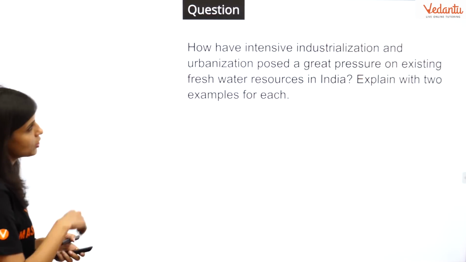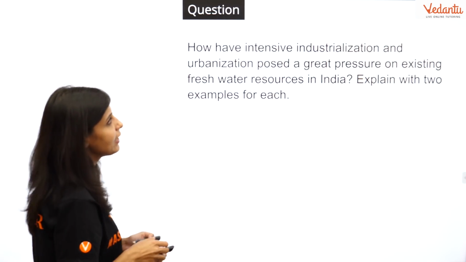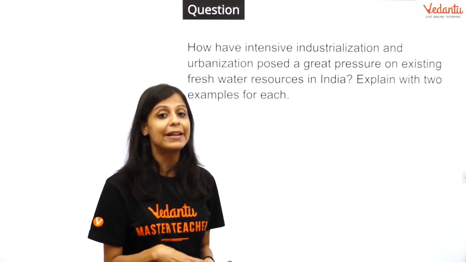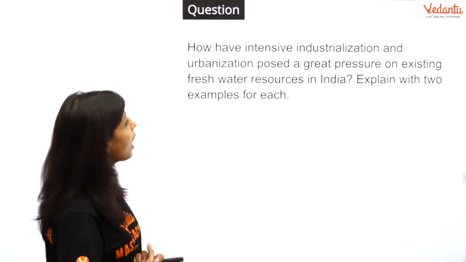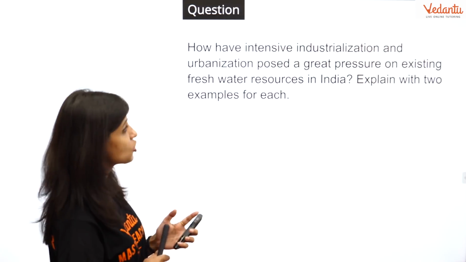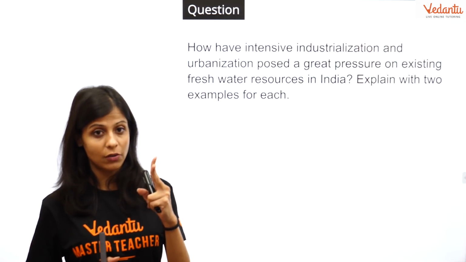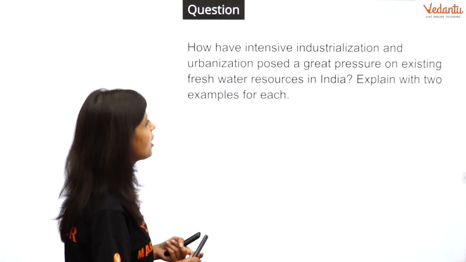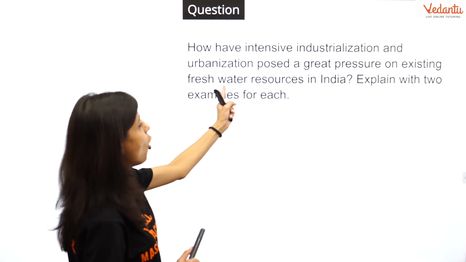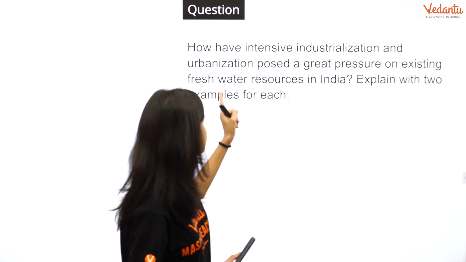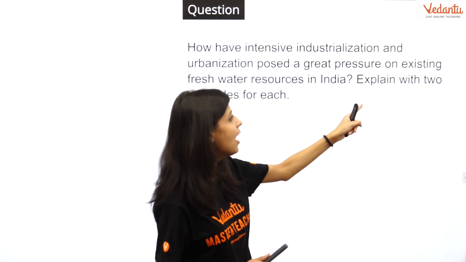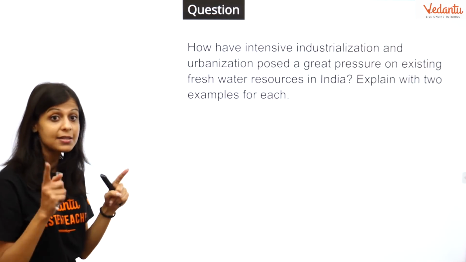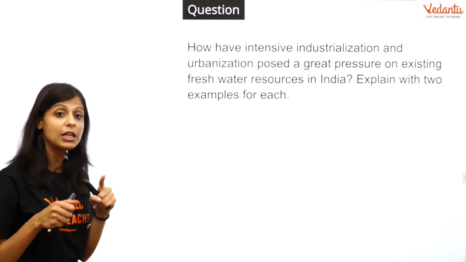Jumping on to the next question: how have intensive, and intensive means a lot. When there's a lot of load, you call it intensive. So how have intensive industrialization and urbanization posed a great pressure on existing fresh water resources in India, explained with examples of each. There are two components if you read carefully. So you have to address two cases and you have to quote examples for each one of them.